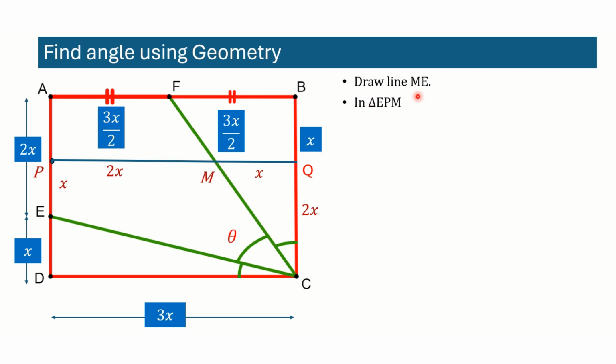Now let us draw line ME. So this point is M and this point is E.